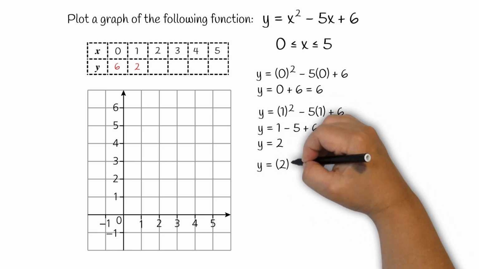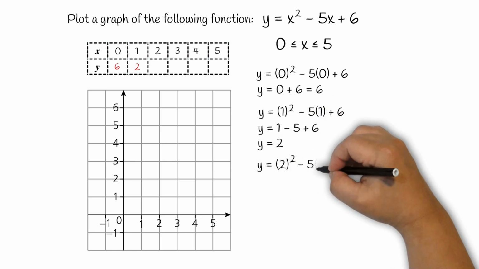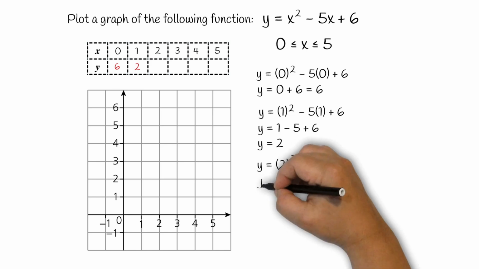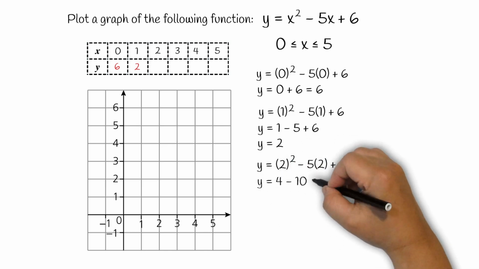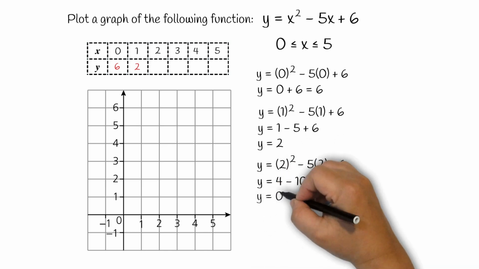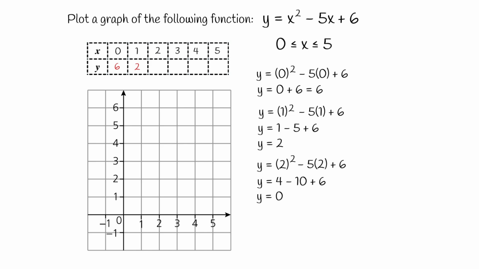Let's take a look at the next x value of 2. So we substitute this value of 2 into the equation. Then we have 2 squared minus 5 times 2 plus 6. So that will be 4 minus 10 plus 6, which is equal to 0, since negative 6 plus 6 is equal to 0. So when x is equal to 2, y is equal to 0.